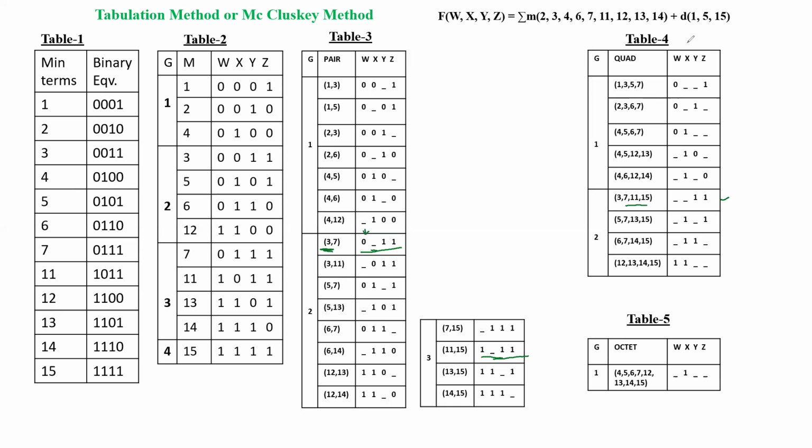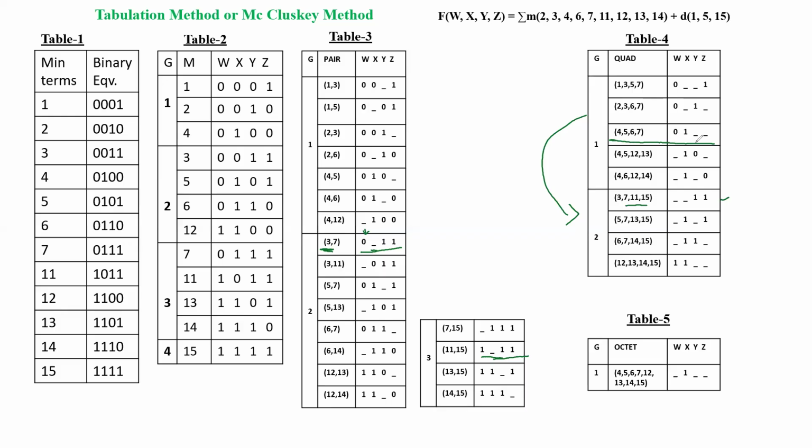After getting table 4, again we have two groups. In group 1, the number of 1s is only 1. In group 2, the number of 1s is 2. That same pattern we are repeating in all tables. Now if a combination is possible, they must have the underscore in the same place, and only one bit should change, then it will form the octet. Comparing group 1 quad with group 2 quad, we are getting only one combination, that is 4, 5, 6, 7.